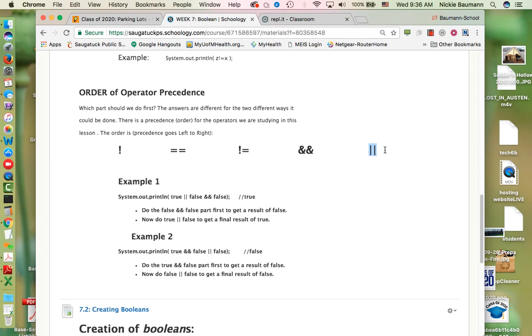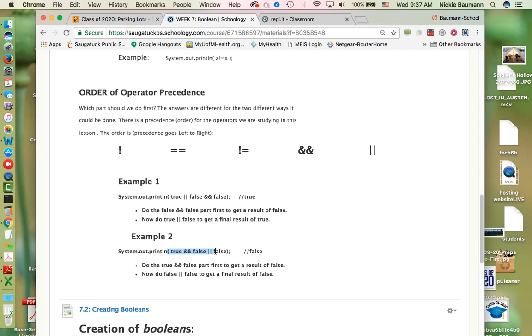Unless there's parentheses. So make sure you understand that. So for example, if we did a simple print of true or false and false, it would first compare the false and false. Even though there's not parentheses, it would go there because remember the ampersands or the and comes before the or. So that would be false and false would be false. And then it'd be true or false. Remember, just one has to be true. So it'd be true.